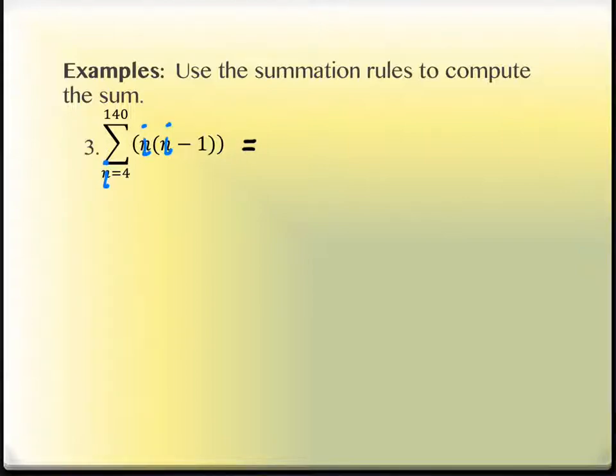All right, so the first thing I'd like for us to do is distribute out what we have inside. So this is now going from i equal 4 to 140. And I have i squared minus i. Does that look okay? All right, so tell me something you notice about this that we talked about last time that we're going to have to use.